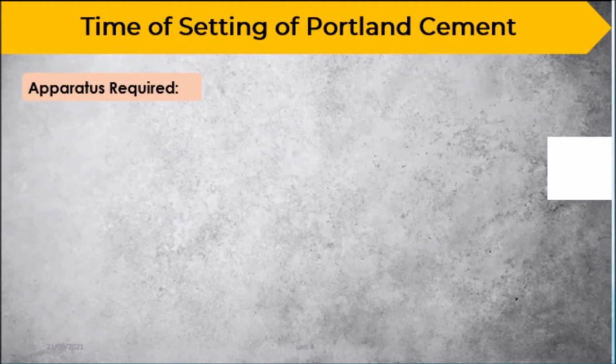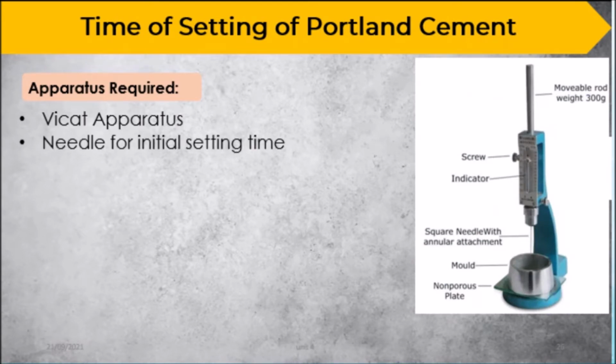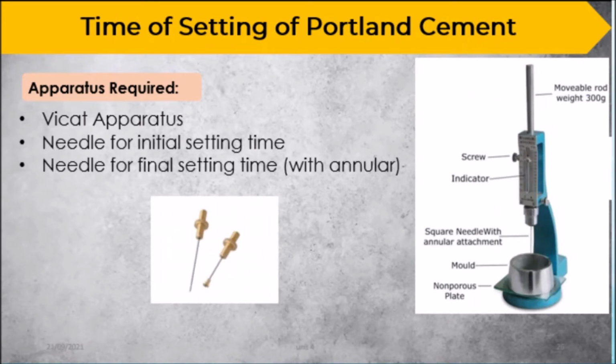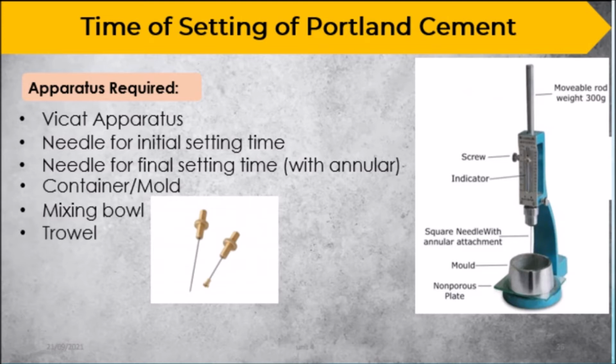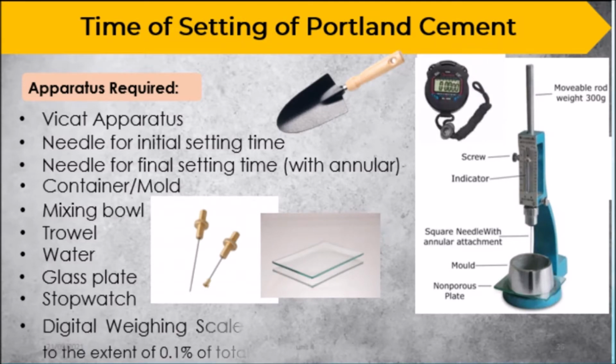So what are the apparatus required for this test? First, we have the VICAT apparatus. Next is the needle for initial setting time. Next is the needle for final setting time with annular attachment. So this one is for the initial setting time. This one is for final setting time. Next is a container or mold, mixing bowl, trowel, water, glass plate, and stopwatch. We also need a digital weighing scale.